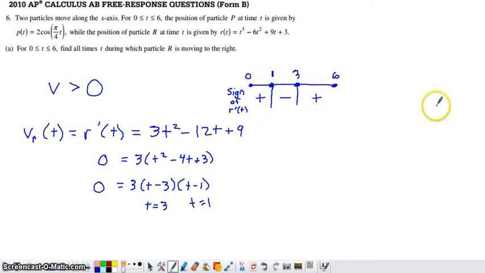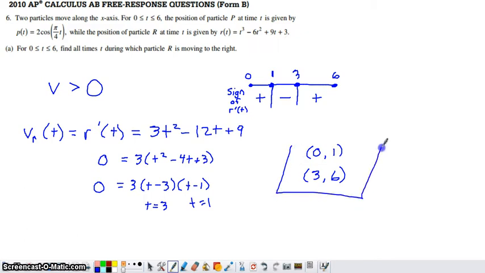And so our velocity for particle R is positive between 0 and 1. It's positive between 3 and 6. So particle R is moving to the right on this interval and on this interval. And the reason why is because the velocity for particle R is positive on both of those intervals.